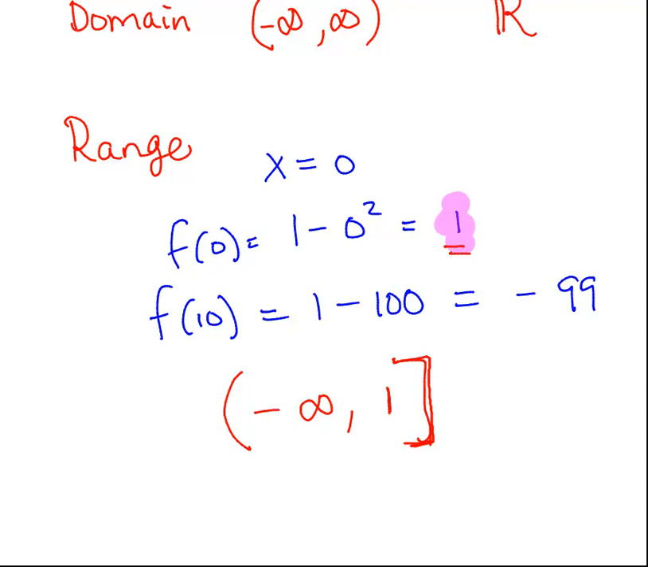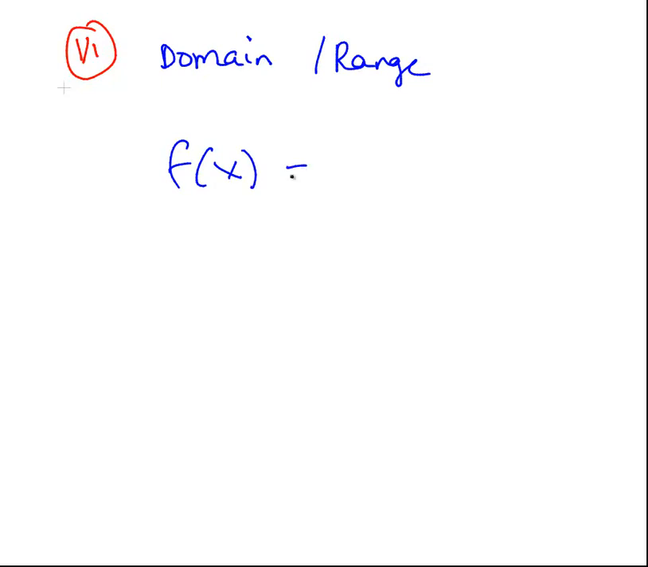Finally, the last one here is number 6, and again, this is domain and range. What we're doing here is f of x equals the natural log of x. Now let's just remember a little bit about natural logarithms. So what I'm going to do is use some examples here. This is just logarithms. This applies to all logarithms, not just the natural logarithms.